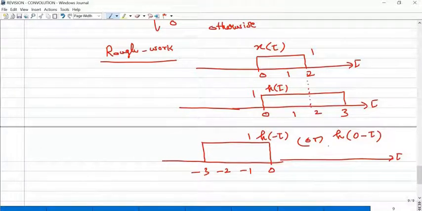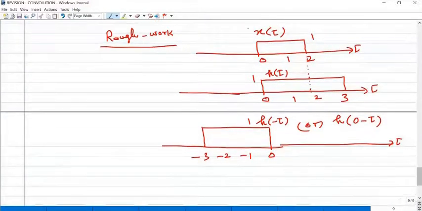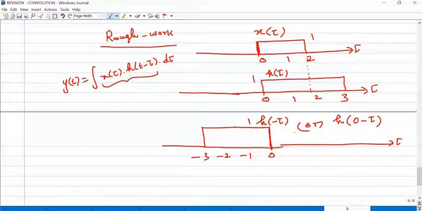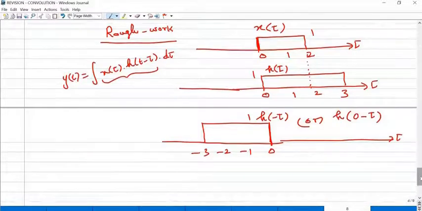Now at this point, when you multiply your x of tau, h of t minus tau, your y of t is valid. Check. Yes, at tau equal to 0, exactly the signal is starting. At tau equal to 0, exactly the signal is ending. So at this point, when t equal to 0, when you multiply your x of tau, h of t minus tau diagram, as per the formula, integration of x of tau, h of t minus tau d tau, this product is valid, right?